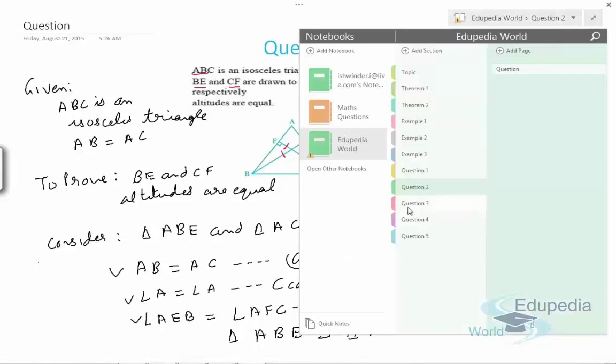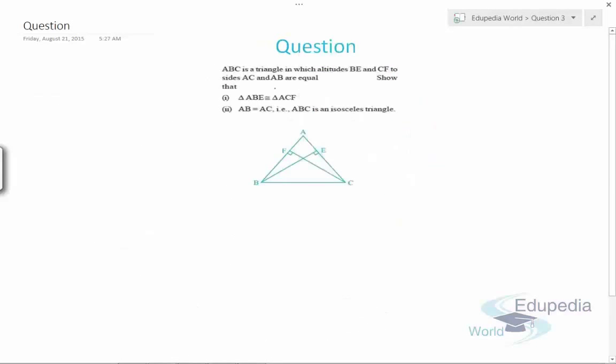Question number 3. Now this question says that ABC is a triangle in which altitudes BE and CF to the sides AC and AB are equal.